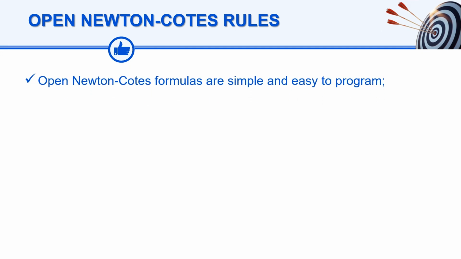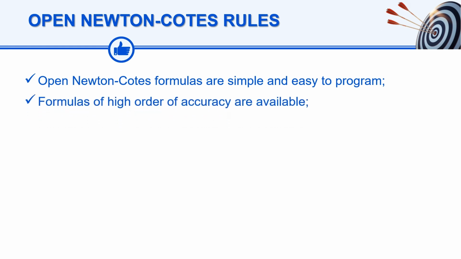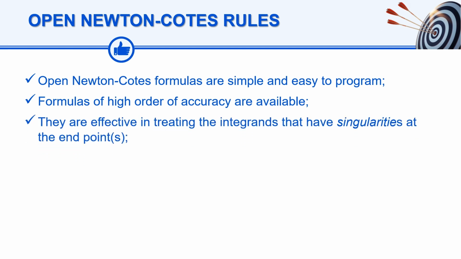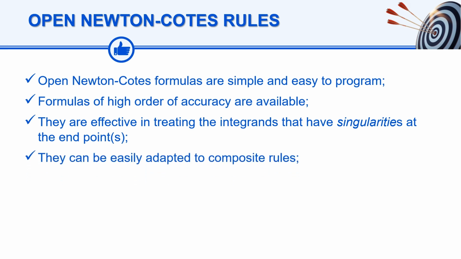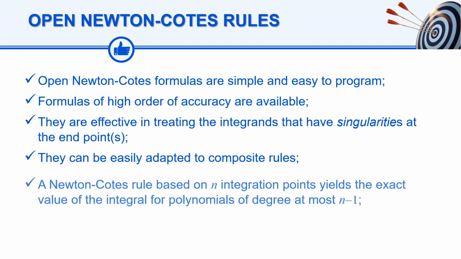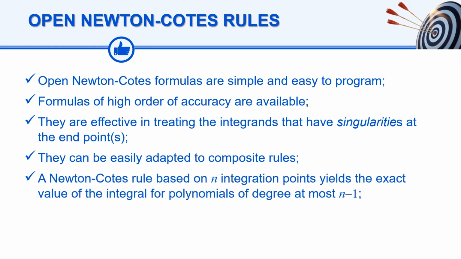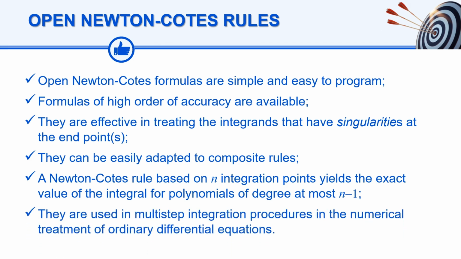The advantages of the Newton-Cotes rules are: open Newton-Cotes formulas are simple and easy to program. Formulas of high order of accuracy are available. They are effective in treating integrands that have singularities at the endpoints. They can be easily adapted to composite rules. A Newton-Cotes rule based on n integration points yields the exact value of the integral for polynomials of degree at most n-1. They are used in multi-step integration procedures in the numerical treatment of ordinary differential equations.